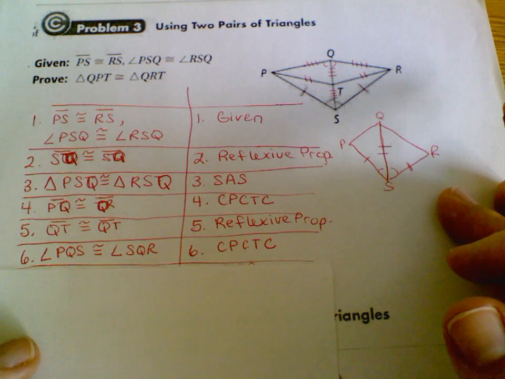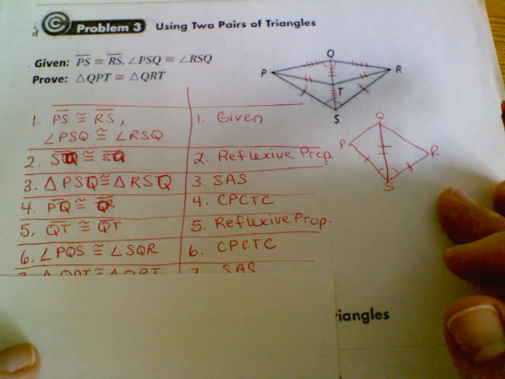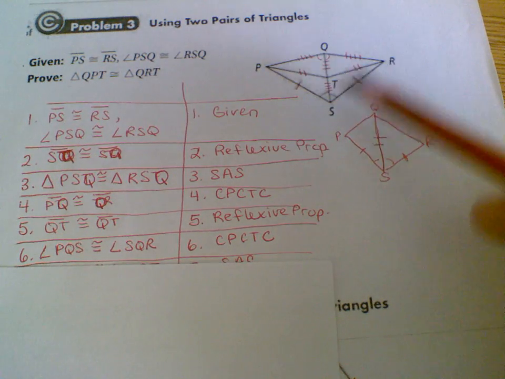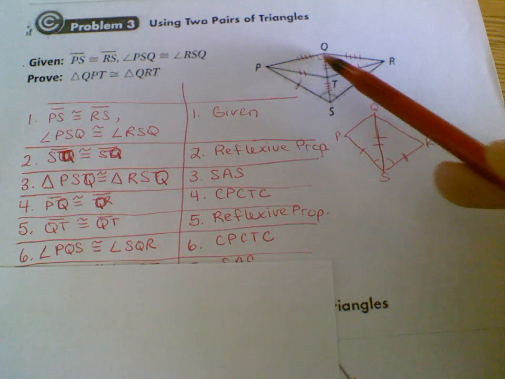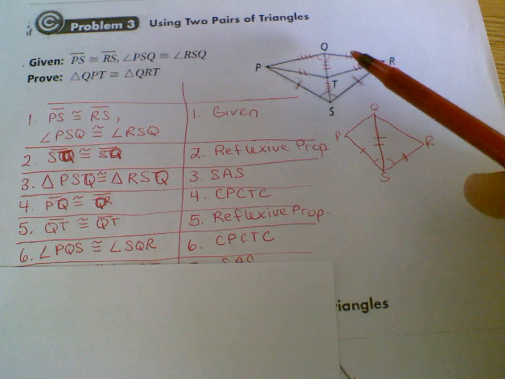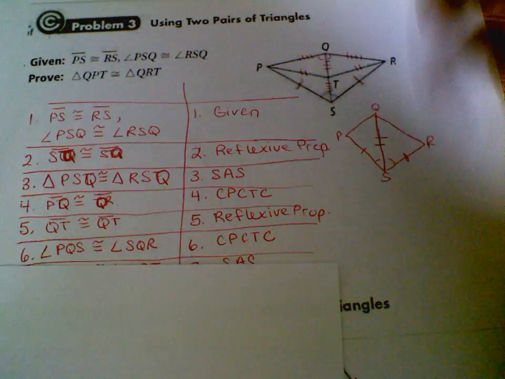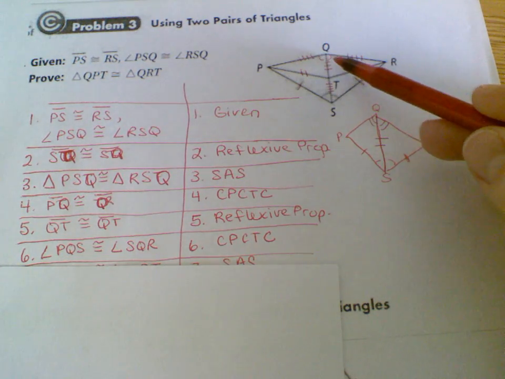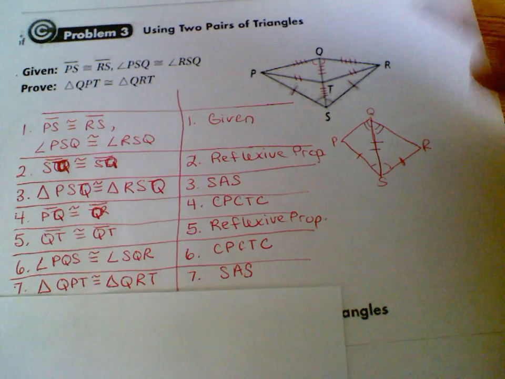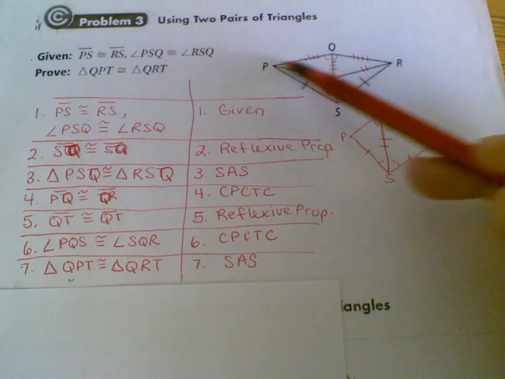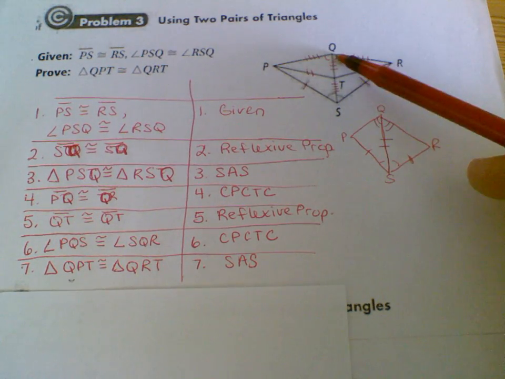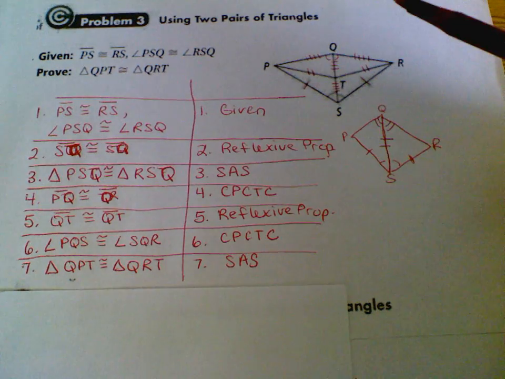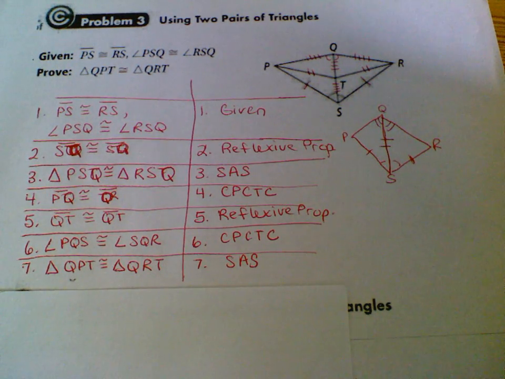And then I put angle PQS and SQR are congruent to each other by CPCTC because those are the big parts of the angles. So they are here, and then if you wanted to draw them up here, they are. And so then last, I said, well then these two smaller triangles have to be congruent to each other by side angle side.